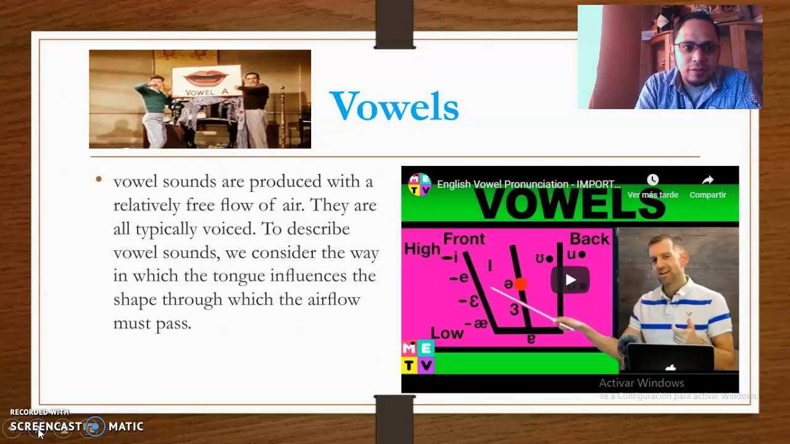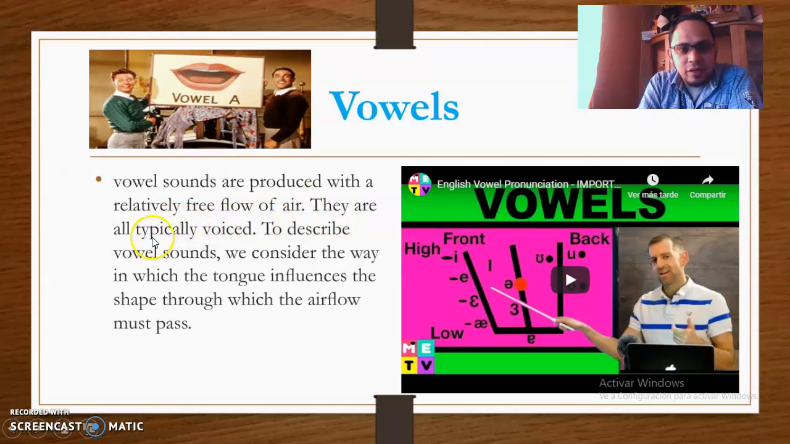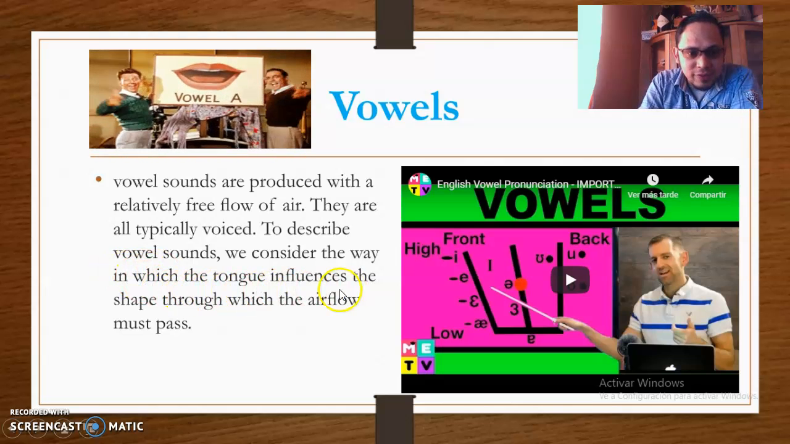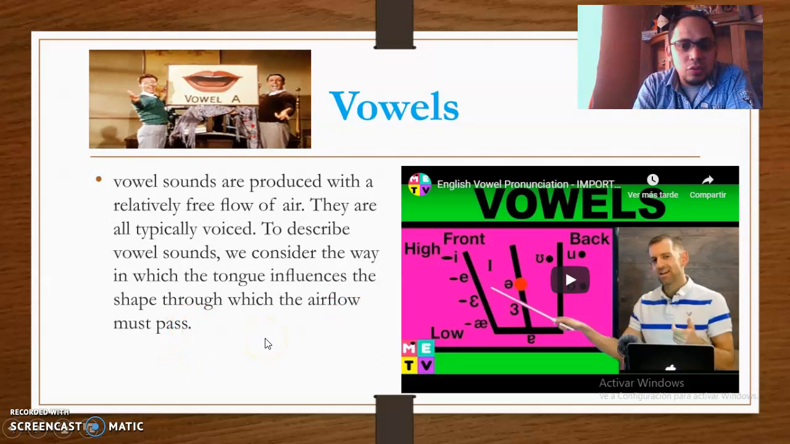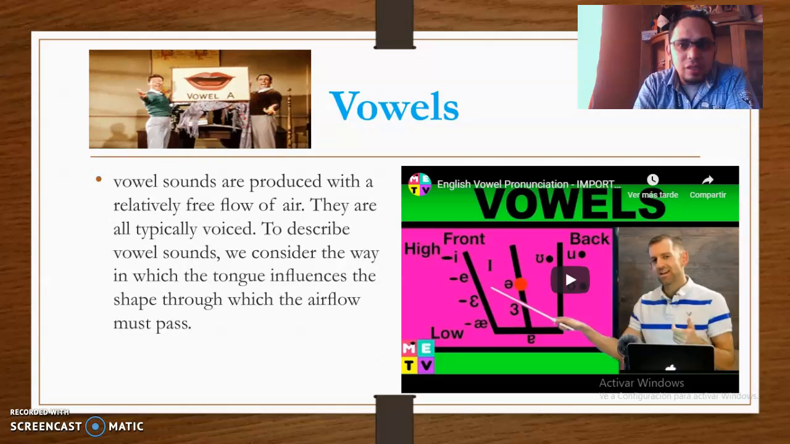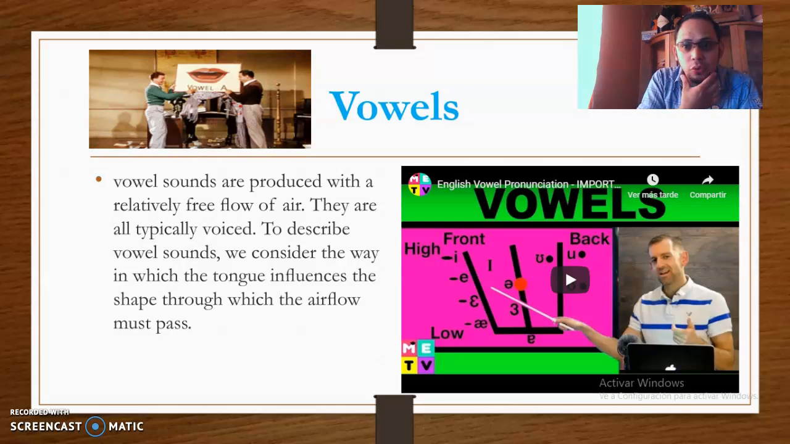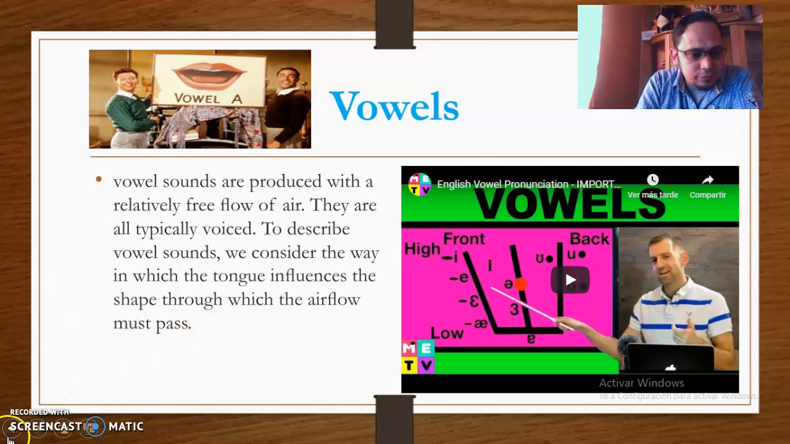Vowels, so important. Vowel sounds are produced with a relatively free flow of air. They are all typically voiced. So to describe a vowel sound, we consider the way in which the tongue influences the shape through which the airflow must pass. In English we have around between 9 to 12 vowels, and each one has a specific characteristic, a particular place inside the mouth where we can produce it properly, from middle to back.